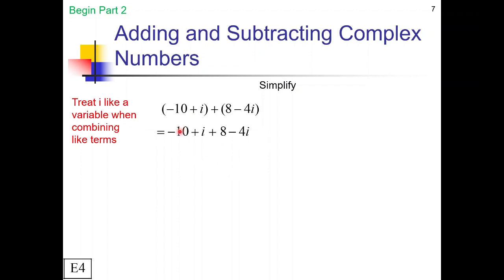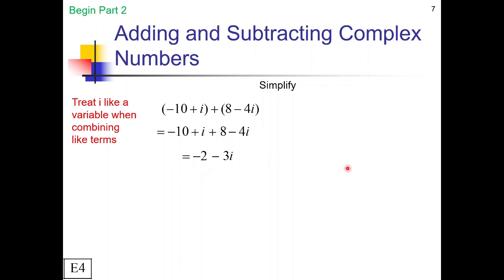So we have negative 10 plus 8, that's negative 2. And then i plus negative 4i would be negative 3i. Because if I had x and negative 4x, that would be negative 3x, right? So this is it. This is all you had to do to simplify that one.